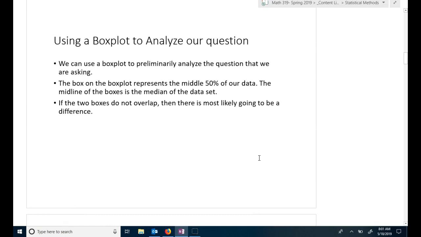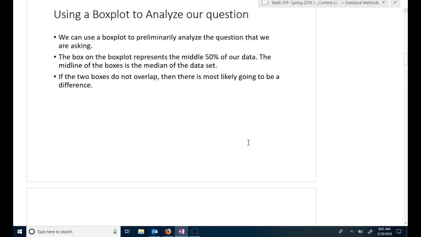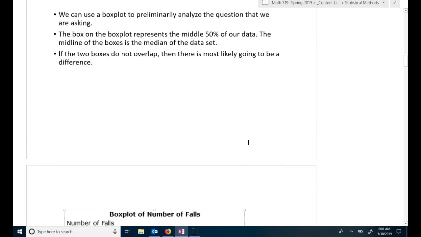So using a box plot to analyze our question, we're going to use the box plot to preliminarily analyze the question that we're asking. The box on the box plot represents the middle 50% of our data, and the midline of the box is the median of the data set. If the two boxes do not overlap, then there's most likely going to be a difference. Notice this is actually our preliminary analysis.